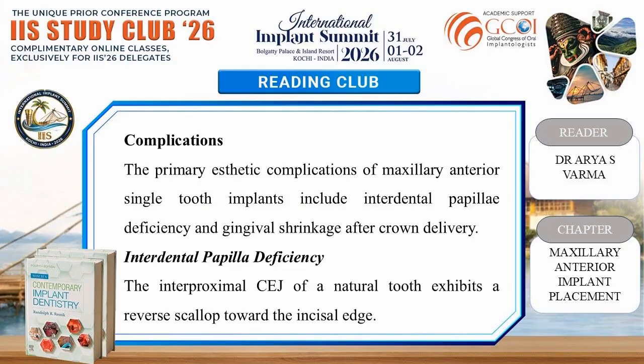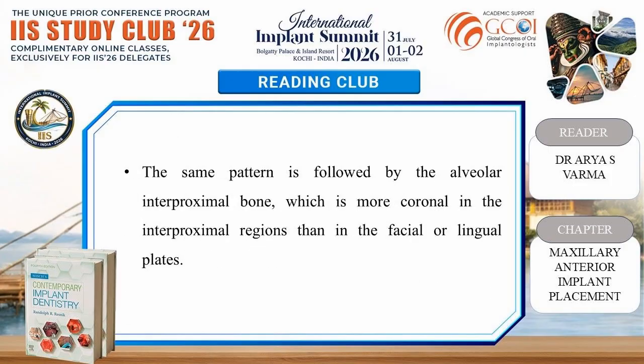Complications. The primary aesthetic complications of maxillary anterior single tooth implants include interdental papillae deficiency, and gingival shrinkage after crown delivery. Interdental papilla deficiency. The interproximal CEJ of a natural tooth exhibits a reverse scallop towards the incisor edge. The same pattern is followed by the alveolar interproximal bone, which is more coronal in the interproximal regions than in the facial or lingual plates.